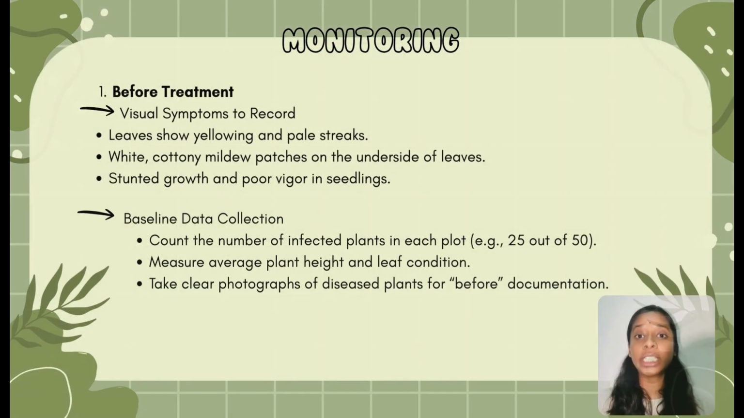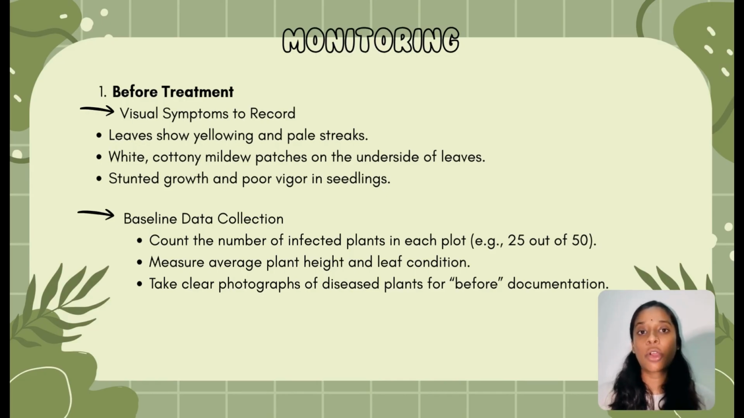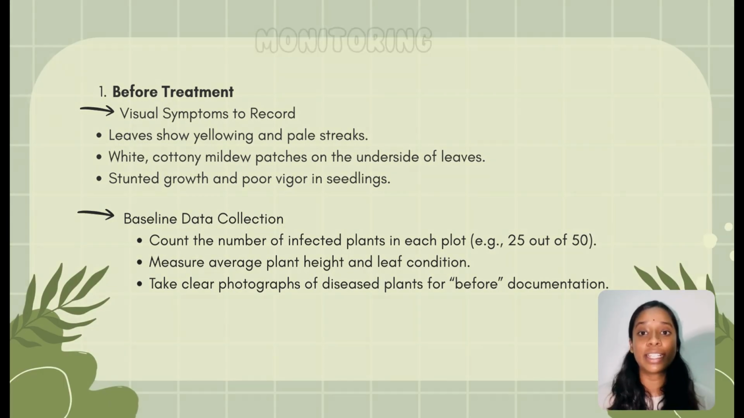Now, let's move to the monitoring of downy mildew on maize plants. Monitoring is essential to track progress and ensure the effectiveness of the treatment. Before applying the fungicide, we start by recording visual symptoms such as yellowing leaves, pale streaks, and any white or cottony mildew patches on the underside of leaves. We also collect baseline data such as counting the number of infected plants per plot, measuring average plant height, and taking clear photographs for documentation. This helps us establish a reference point for comparison.